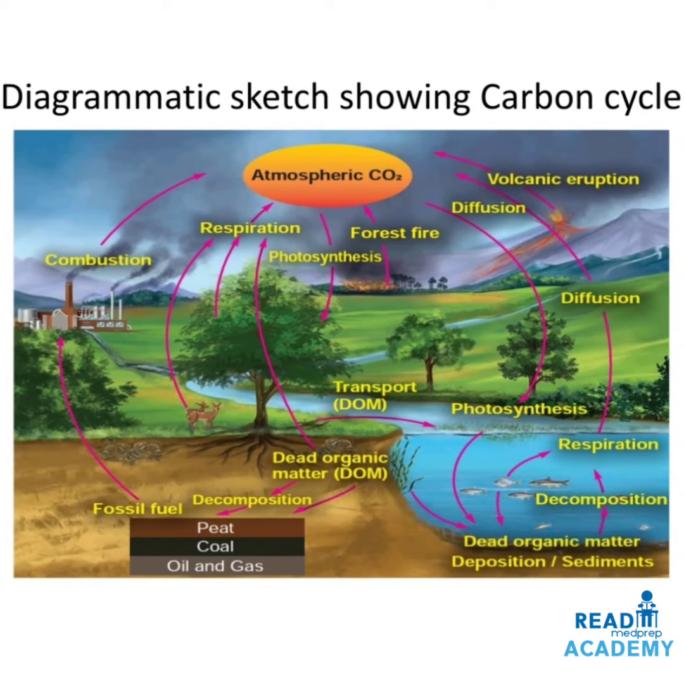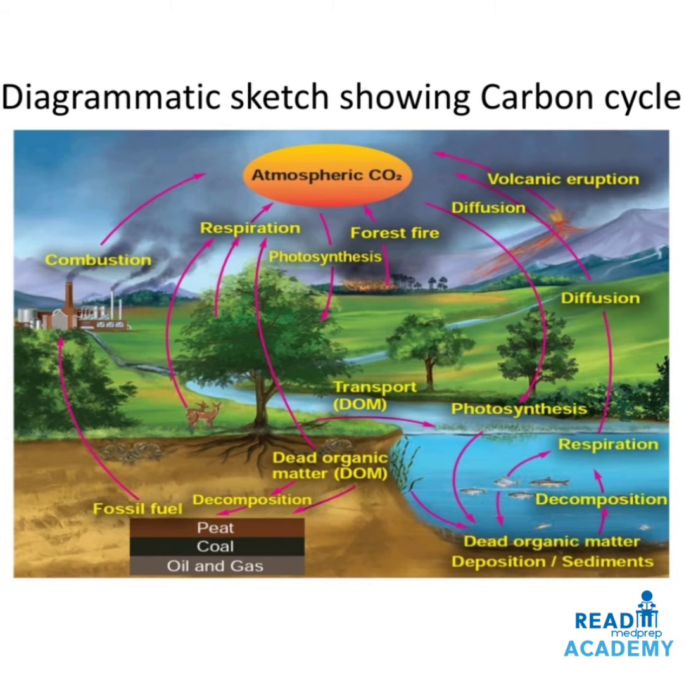Here in this image you can see the diagrammatic sketch showing the carbon cycle, where the fossil fuels like the coal, the oil and the gases undergo combustion in the factories and the industries, releasing atmospheric carbon dioxide. The animals and the plants take up oxygen and release a lot of carbon dioxide into the atmosphere. The plants take up the carbon dioxide from the atmosphere by the process of photosynthesis, resulting in the formation of starch in the presence of sunlight.